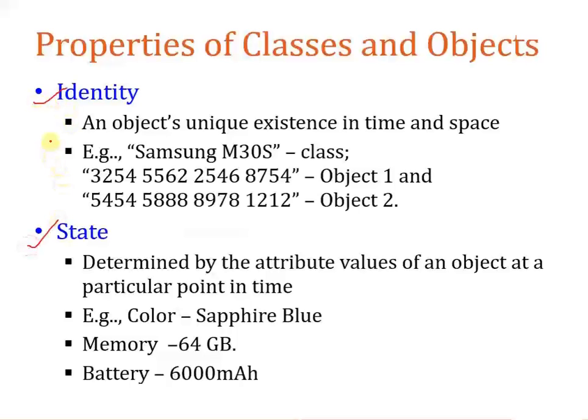Identity are nothing but attributes. For example, if you take Samsung M30s, this is a class of mobile. But if you take each and every mobile phone, these two numbers are IMEI numbers, which are used to uniquely identify a mobile phone. So that particular mobile phone is called an object. Any physical entity which exists in this world is called an object. A group of such objects is called a class.